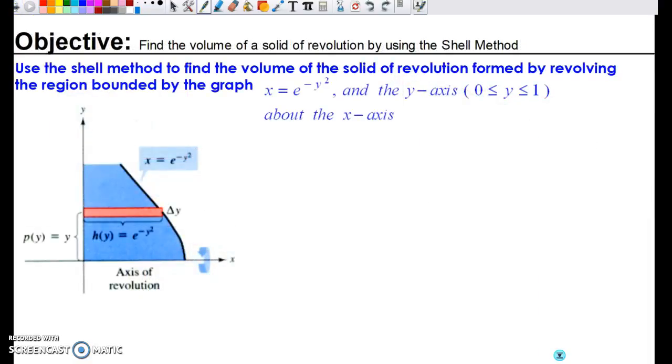That was a lot of alphabet soup, but here's another practical demonstration. Let's say that I have x equals e to the negative y squared and the y-axis. So that means that between 0 and 1. And so I have this blue region that I want to rotate around the x-axis. And so I'm going to kind of mirror it here so you get an idea of what that might look like. It's going to be three-dimensional here.